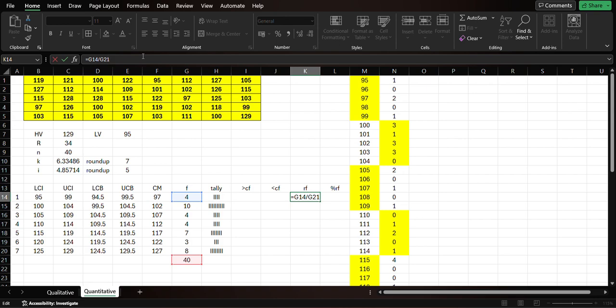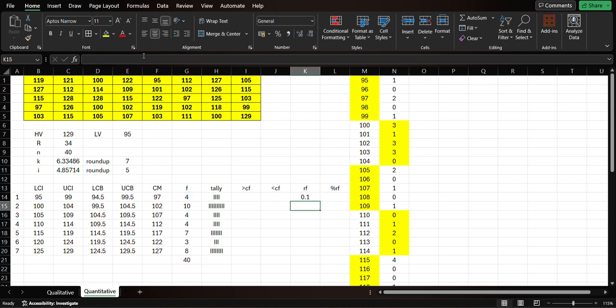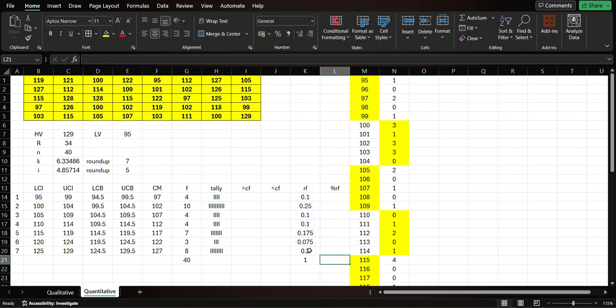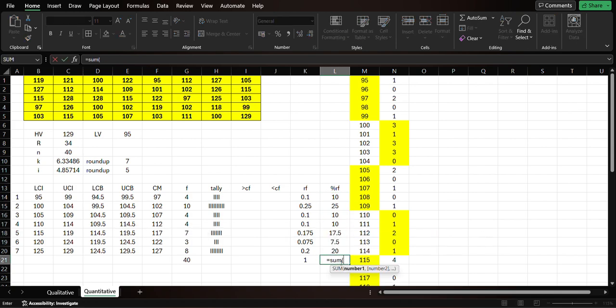So we're going to do first RF. For RF, RF is similar to the percent that we've done in quali. So that would be the frequency divided by n. So again, we press F4 for n there. And then we just get the sum. Again, the sum of this should be equivalent to 1.